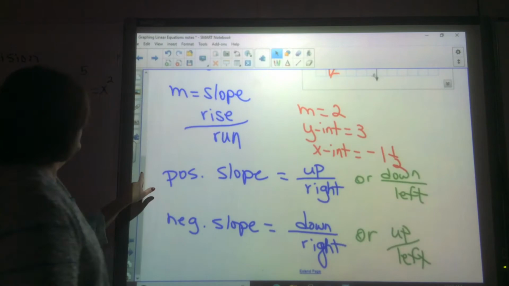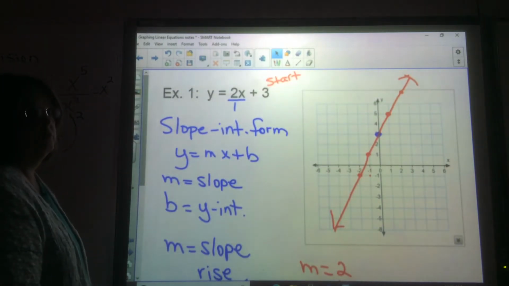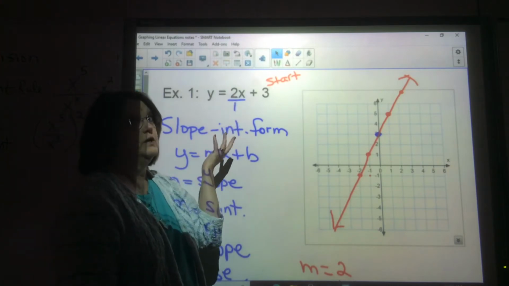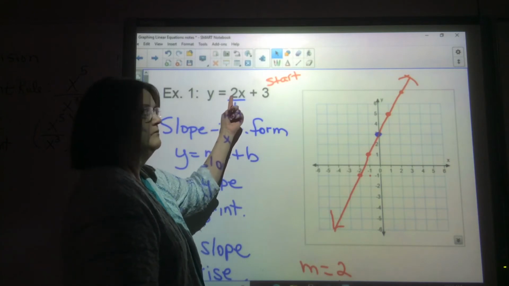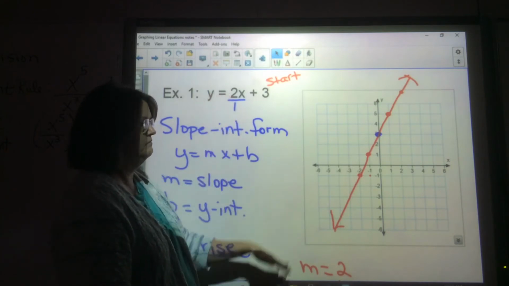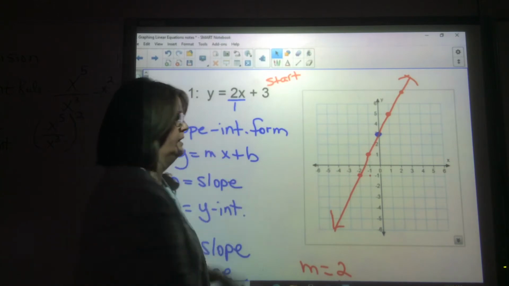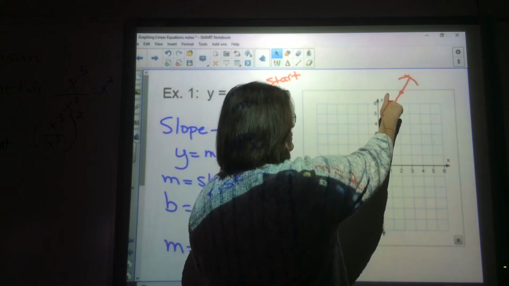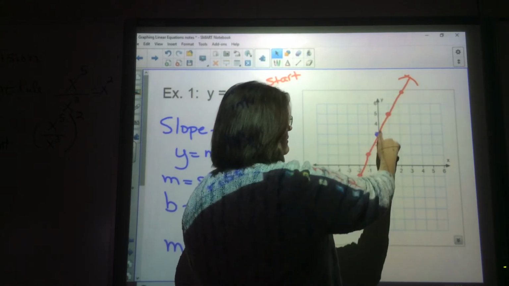So looking at this one, I started at 3. My slope is 2. 2 doesn't have a denominator, but it has an understood 1 underneath it. 2 over 1 is 2. So I'm going to go up. Remember what I showed you, it's positive, so I'm going to go up 2 to the right 1. So from 3, I'm going up 2 to the right 1, up 2. Again, estimate if you can't go to the right 1. Now that gives me those 3 points.